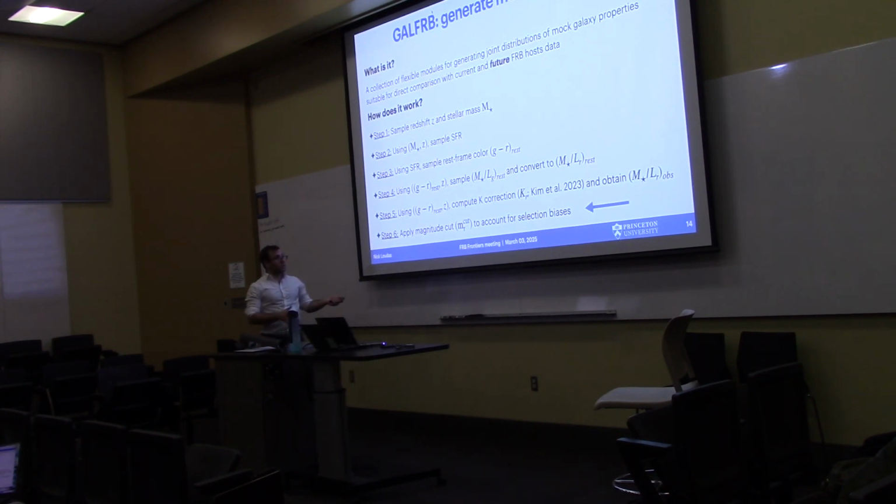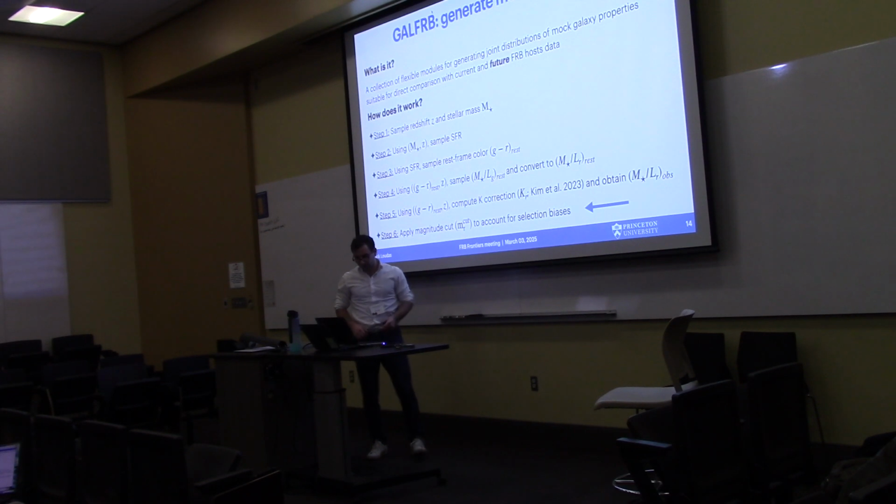And the galaxies that we use to associate FRBs with galaxies come from surveys that are magnitude limited. So you cannot see the faint galaxies, and you need to account for this selection bias. How can you do that? You can apply a magnitude cut to the sample that you have generated, and drop all galaxies that have an apparent magnitude larger than this value. In this way, you correct for this.